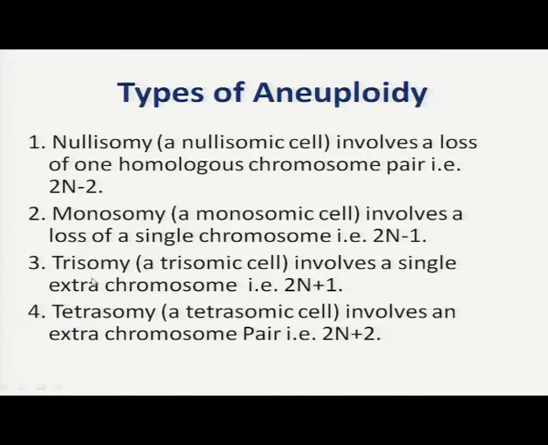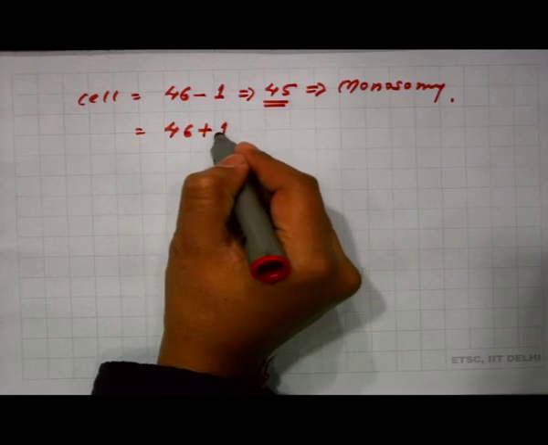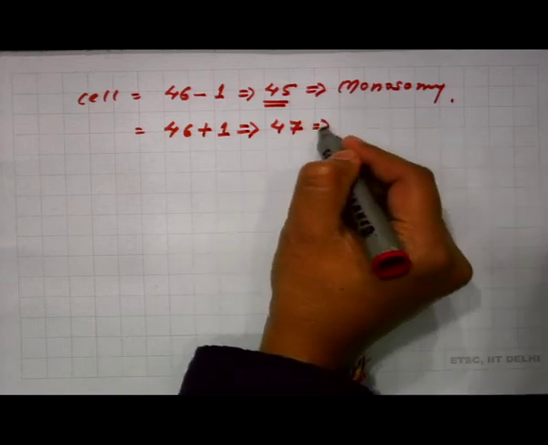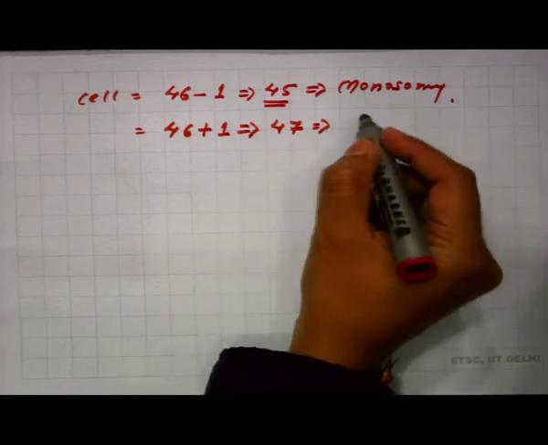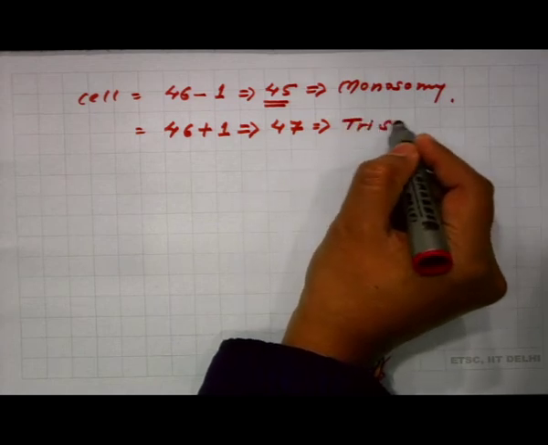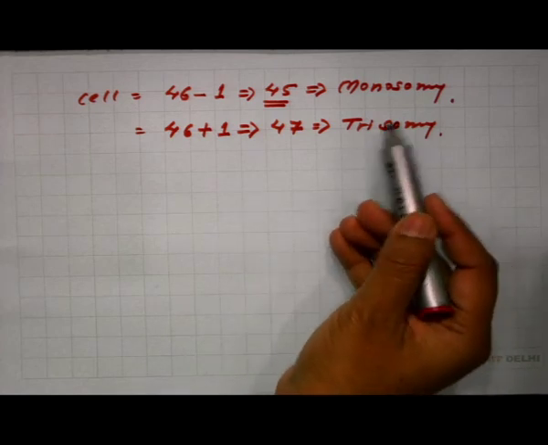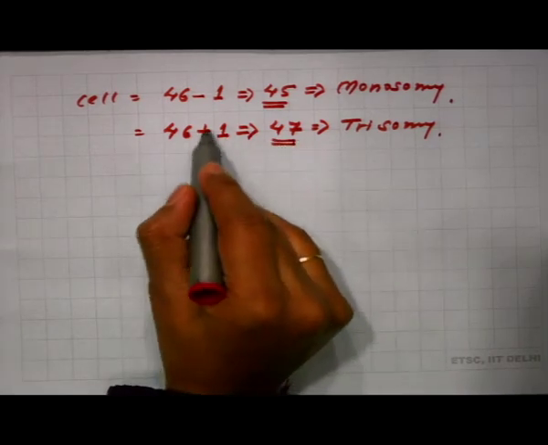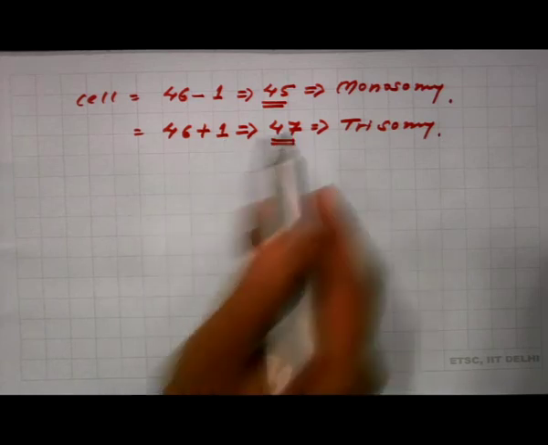Next example of aneuploidy is trisomy. In the case of trisomy, the 46 chromosomes will increase by one chromosome, which will lead to 47 chromosomes, and a cell or an organism with this is called trisomic. So, trisomic organisms or cells are those in which there are 47 chromosomes in a cell. That means there is an increase in the number of one chromosome. So, 46 plus 1 will become 47.